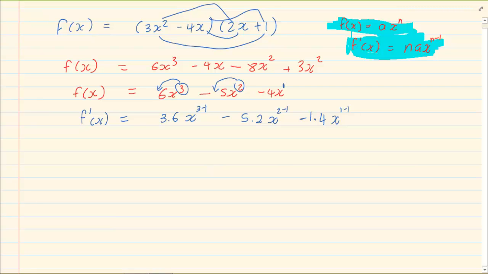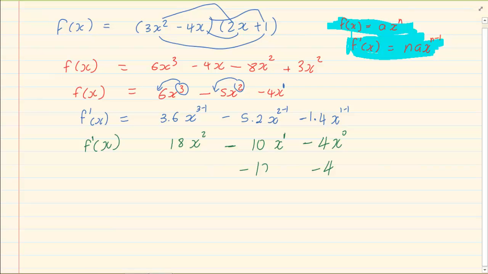Now let's go to our answer. What we did was we brought them all in front. We did it for each one, and now we give our final answer. 6 times 3 is 18, x to the power 2. 3 minus 1 gives me 2. Minus 5 times 2 is 10, x^(2-1) is x^1. Minus 1 times 4 is 4, and x to the power 0. Now x to the power 0 can be written as 1, so we have minus 4.